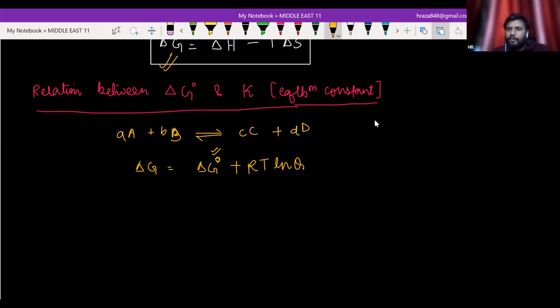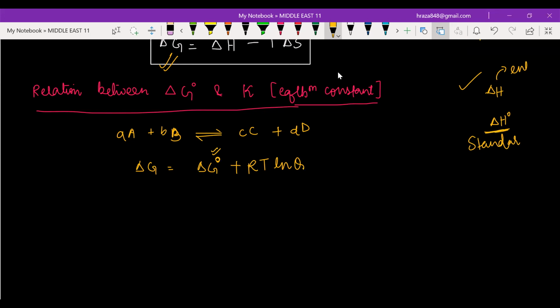Is that clear, everyone? If I'm writing delta H, that means change in enthalpy. And if I'm writing delta H naught, that means change in enthalpy at standard condition, or we can say a standard enthalpy change. This is the change in enthalpy. This is the standard change in enthalpy. Is that clear, everyone? Krishna?